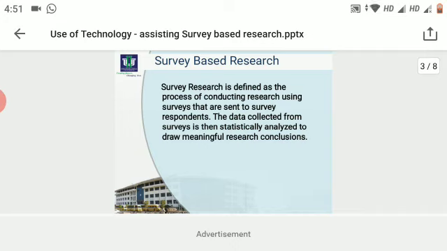So for survey based method, we are suggesting the tools and the technology for survey based research. So we have to get to know about the survey based research. Already, sessions have been done through which we have learned about survey based research. Survey based research is defined as the process of conducting research using surveys that are sent to survey respondents. The data collected from surveys is then statistically analyzed to draw meaningful research conclusions. So the research which is done on the basis of a survey, we call survey based research.